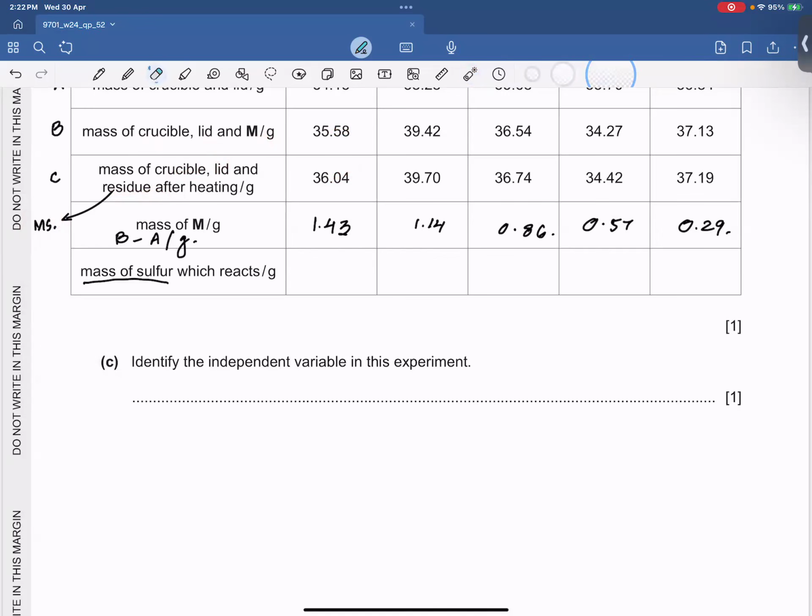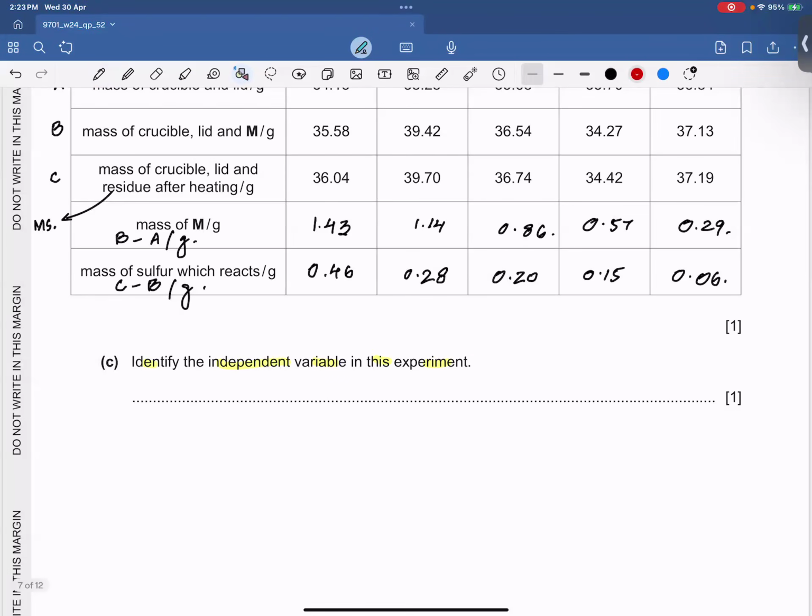So it's going to be C minus B per gram. Let me check, 36.04 minus 35.58. So it's going to be 0.46. Then we have 0.28. Then 0.20, 0.15, and then 0.06.